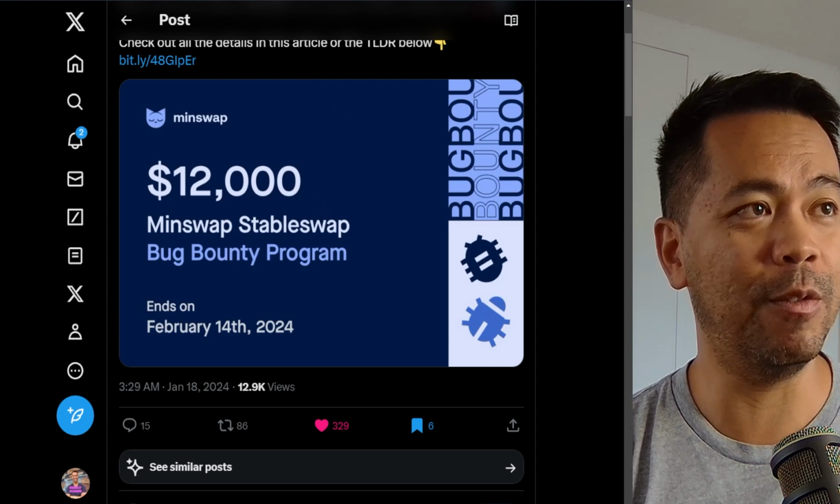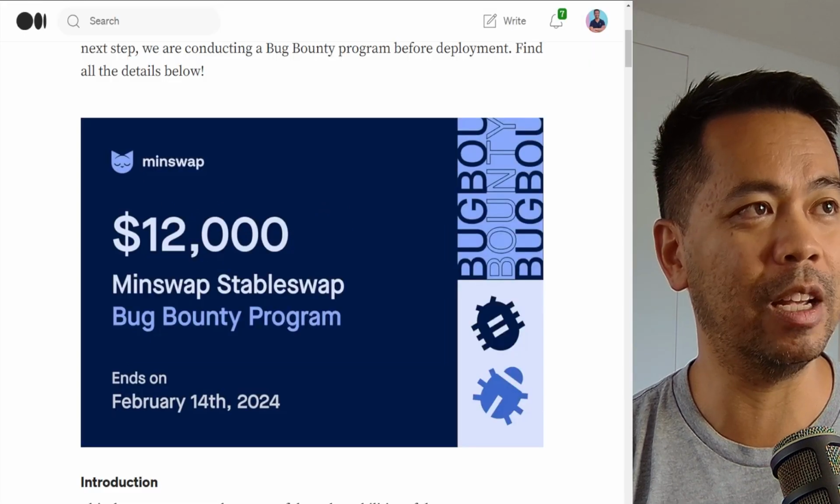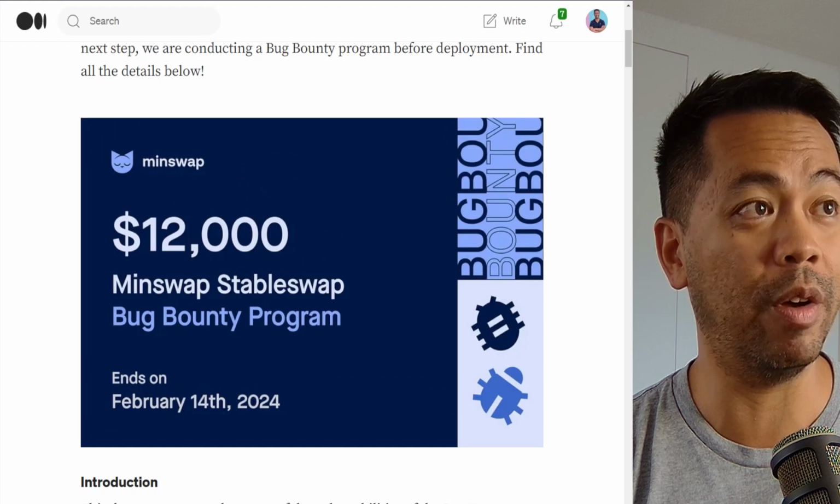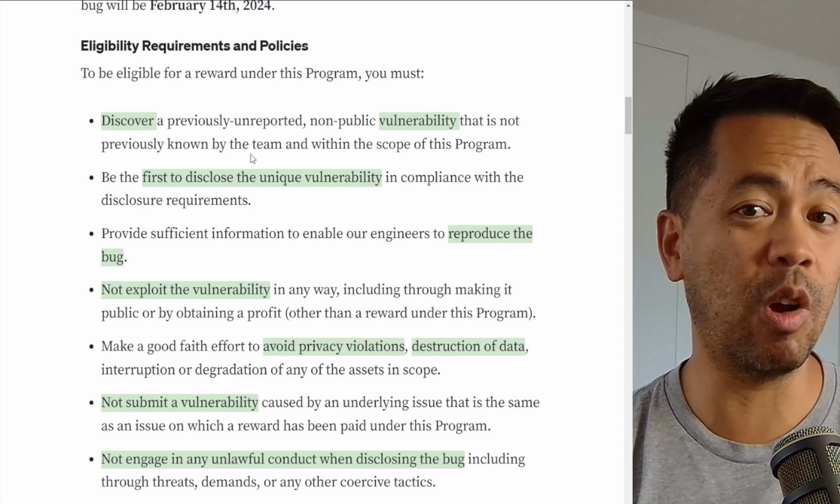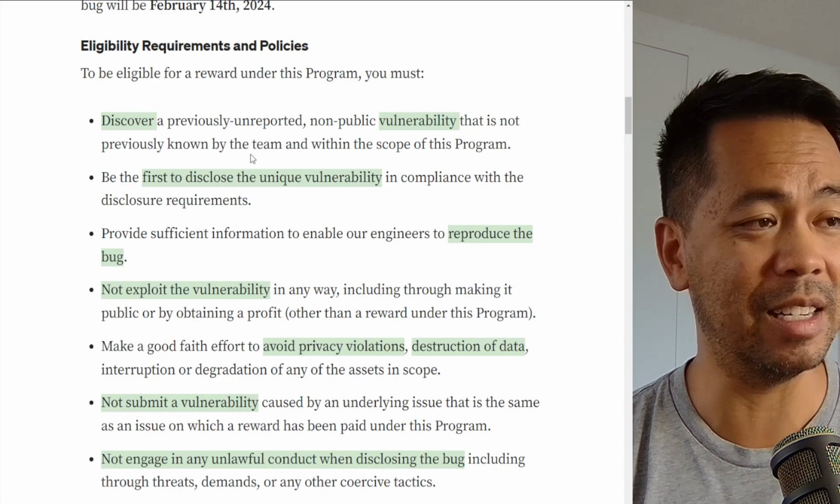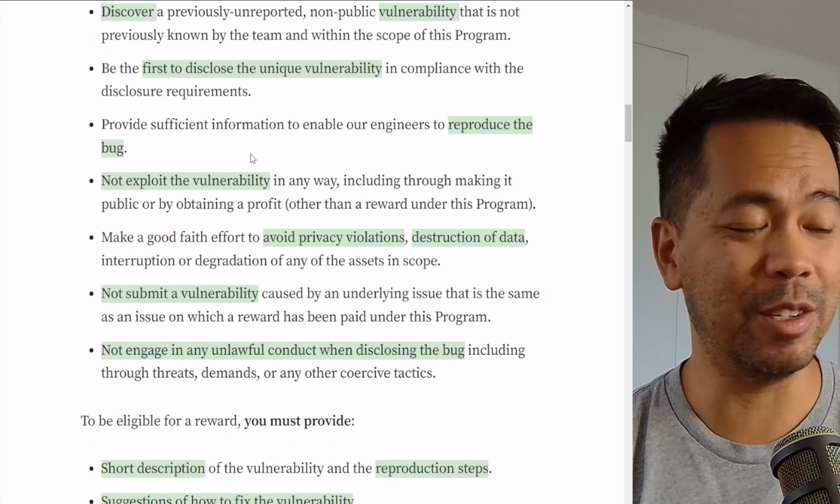They do have a full article about this on Medium, so you can go to it and find out a little bit more about what they're actually after in regards to the bug bounty. There are eligibility requirements for this, so please go through that and make sure you follow their instructions clearly.